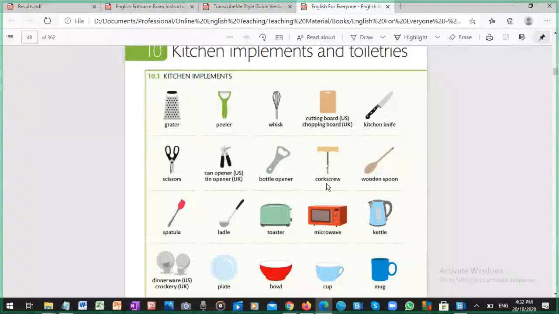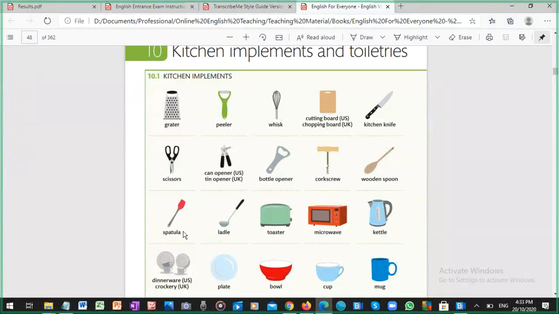The next one is a corkscrew. Well done. Then the next one, a wooden spoon. All done. The next one, the lighter.